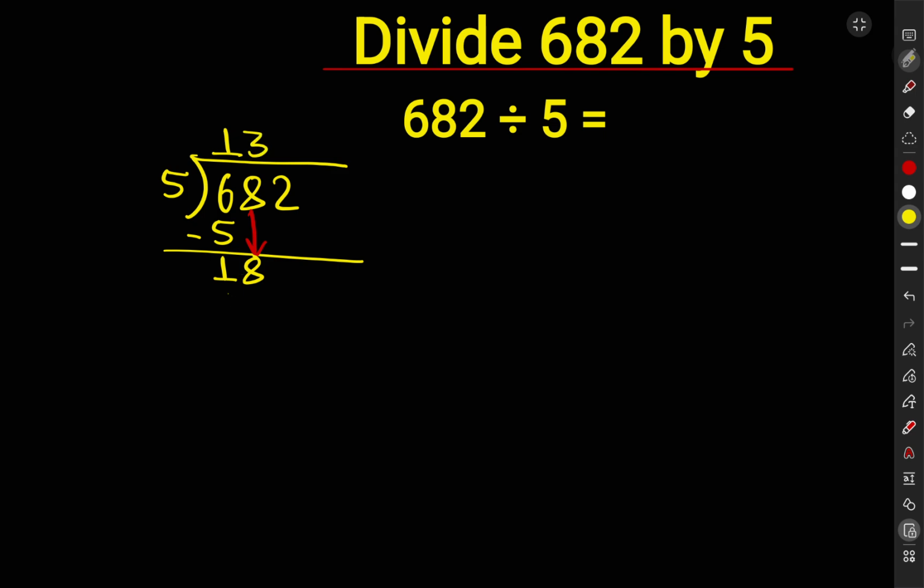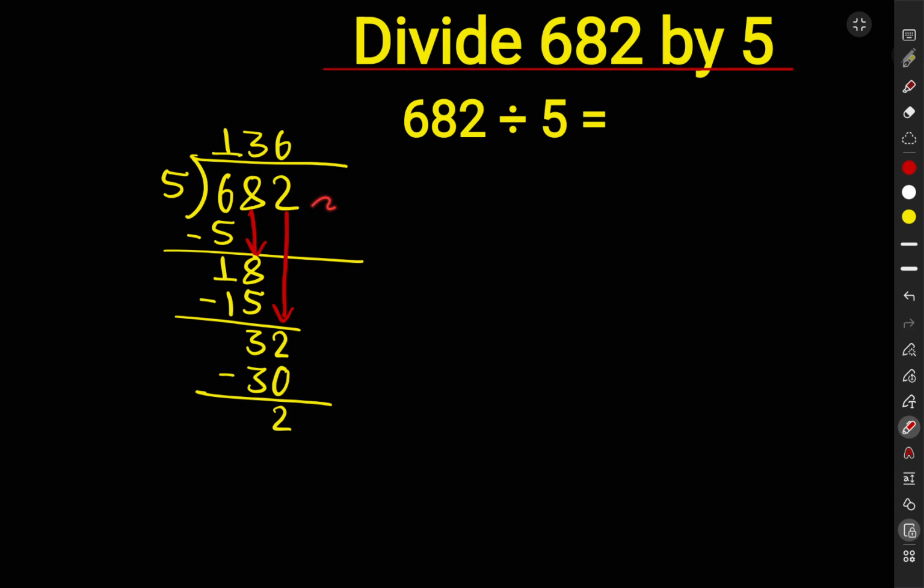5 times 3 is 15. On subtracting we get 3. So again we put down these 2 and it is 32. 5 times 6 is 30. On subtracting we get 2.